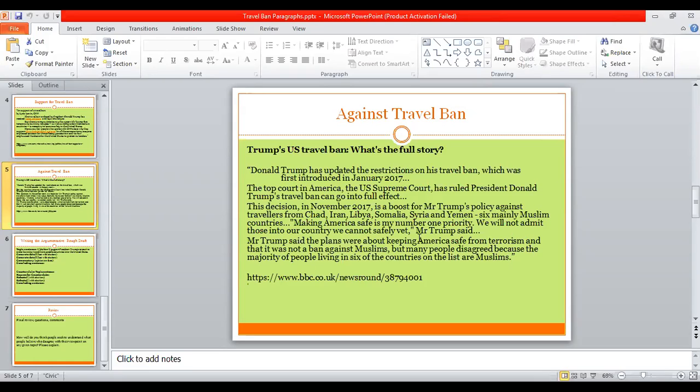So this is actually the very same argument that you had shared earlier when I asked you your opinion about this. Mm-hmm. That line down there at the bottom where many people disagree because the majority of people living in 6 of the countries on the list are Muslims.